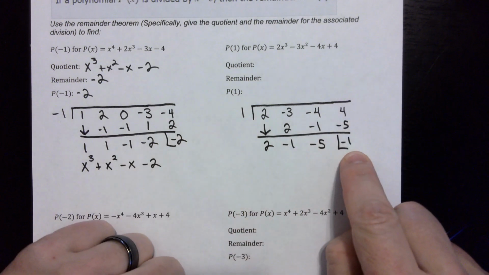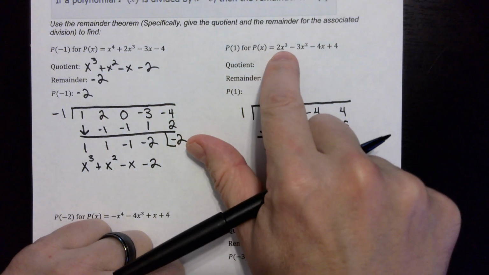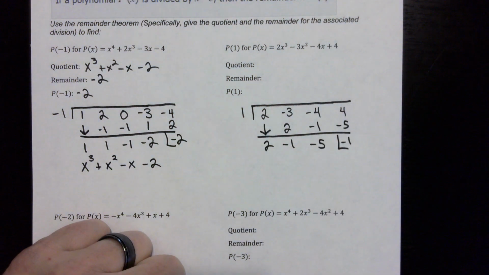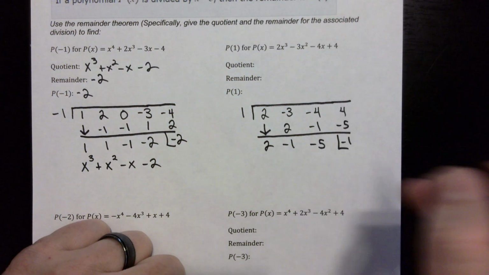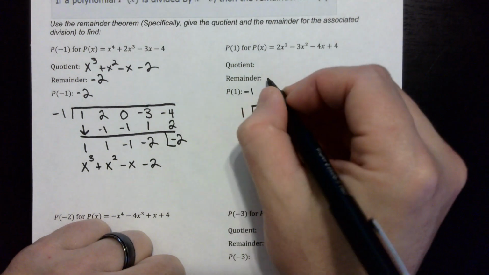So -1 is our answer. And if you remember a second ago, I said that if you replace all these x's with 1s, then the answer would be -1. And you can do that on your own if you would like. Okay, so the remainder and the function evaluated at 1 are the same, and they're both -1.